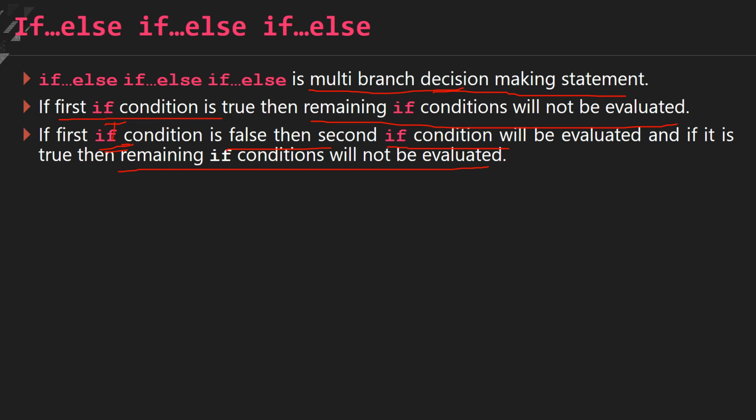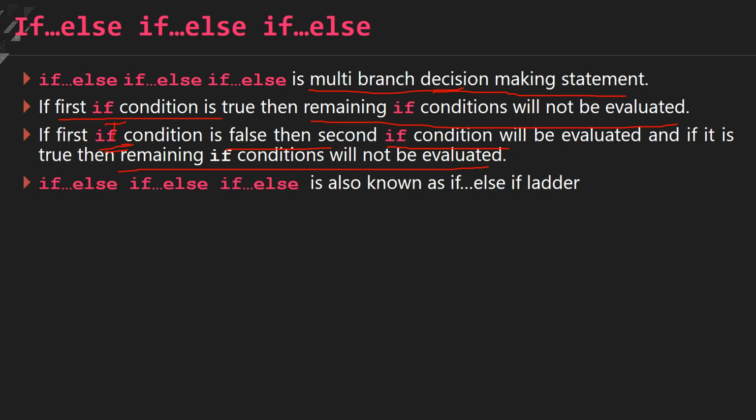If the first if condition is false, then the second if condition is evaluated. If it is true, the remaining if conditions will not be executed. Even if the second if is false, it will go and evaluate the third if condition. If that is true, the rest of them will not be executed. You can check one after the other in a sequential manner. That is why it is called a ladder if condition.